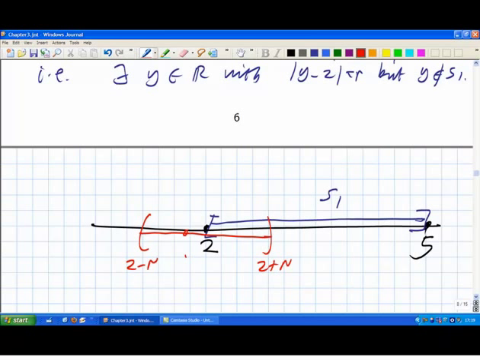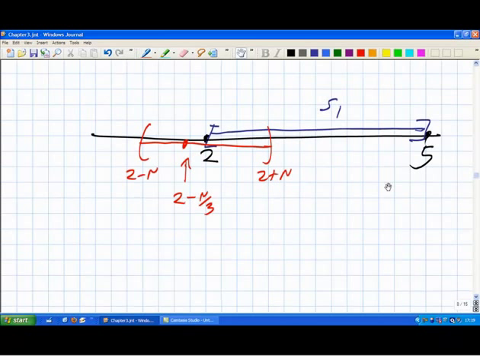Okay, 2 minus a third r is very safe, so I'll just say 2 minus r over 3. You're going about a third of the way to the edge of that, just to be absolutely safe, which is a good idea. And so here is the point, 2 minus r over 3. Definitely bigger than 2 minus r, less than 2, it's definitely in the open interval, it's not in the closed interval, so that is completely convincing.